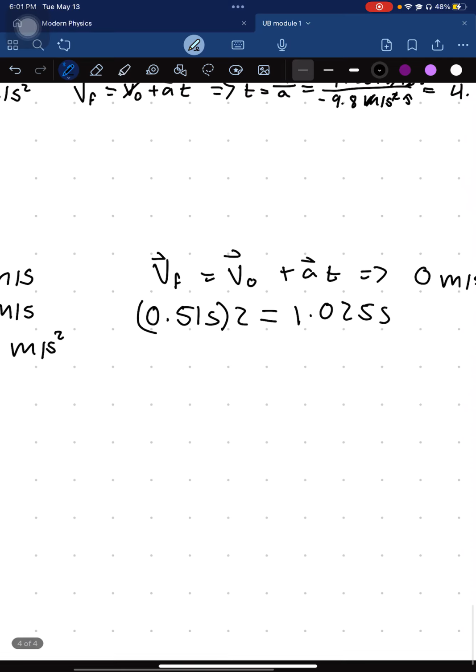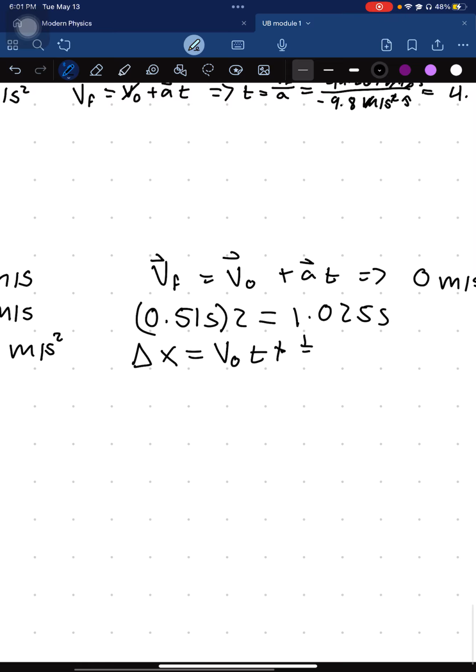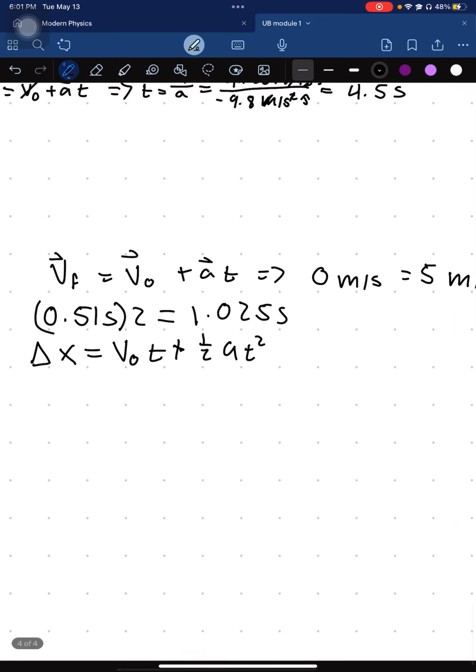Okay, then our delta x is equal to v naught t plus 1/2 a t squared. And this, we are going to do how high up it goes, right? So how long does it take for the ball to reach its initial position?